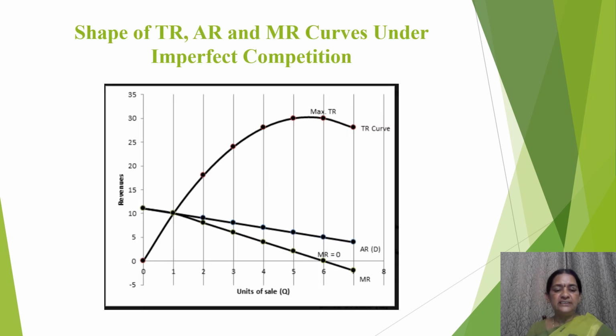This diagram shows the shape of total revenue, average revenue and marginal revenue curves under imperfect competition. The TR curve is the total revenue curve, and when TR is maximum, marginal revenue is 0. When TR starts declining, marginal revenue will be negative. And the AR and marginal revenue curves under imperfect competition are negatively sloped.